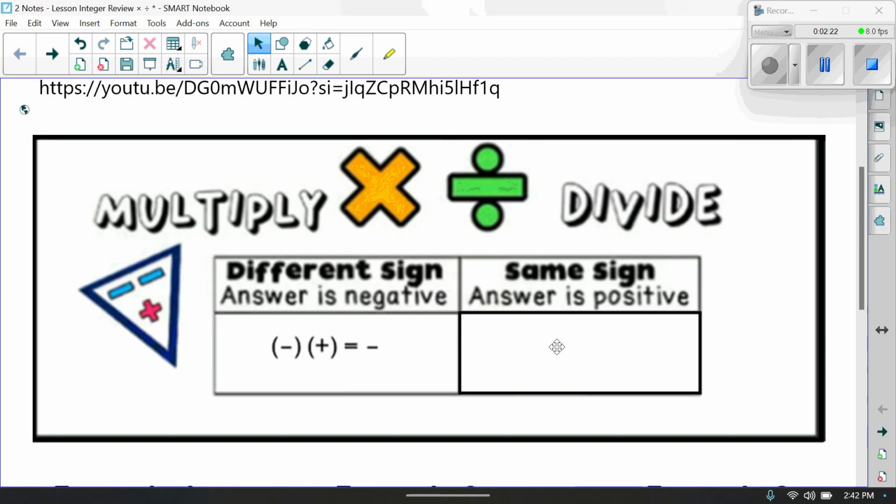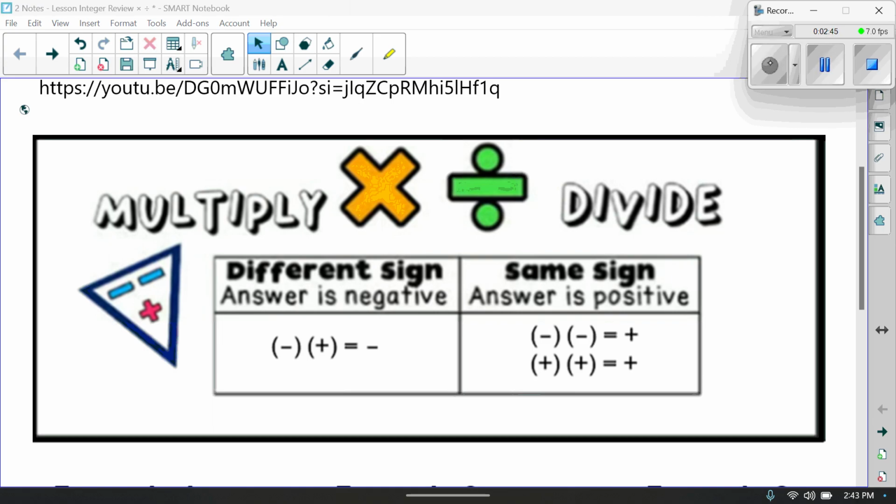You also heard that if they have the same sign, it's positive. So negative times negative is a positive, and a positive, of course, times a positive is a positive.